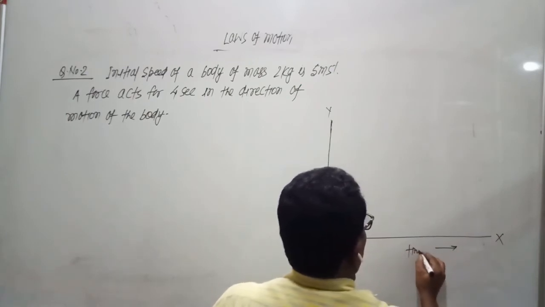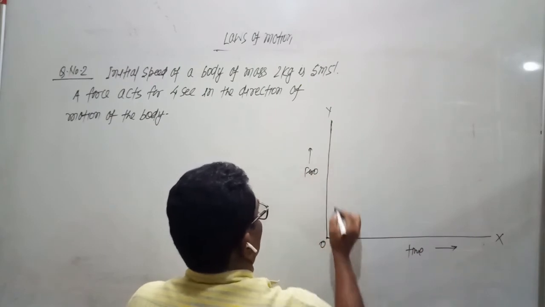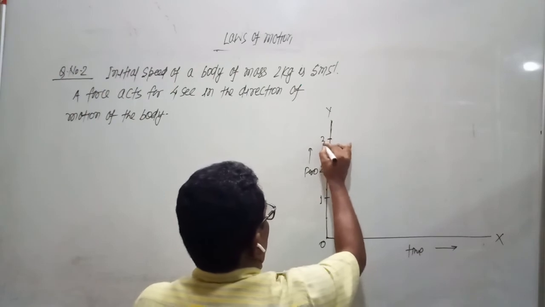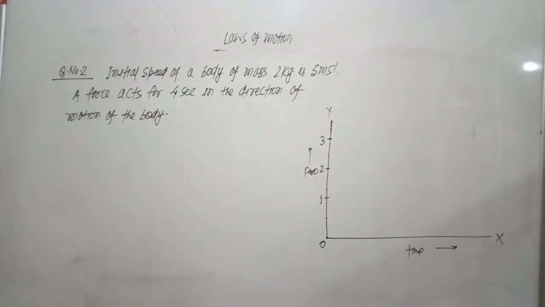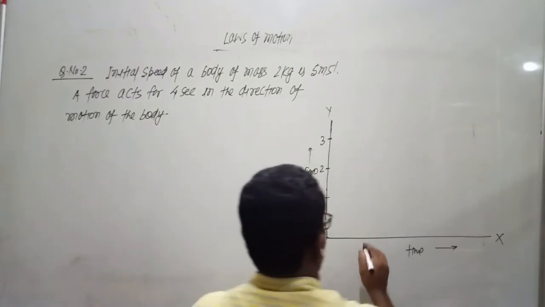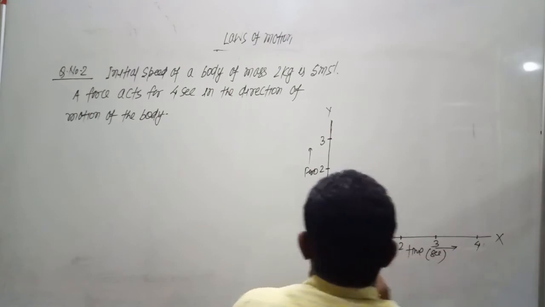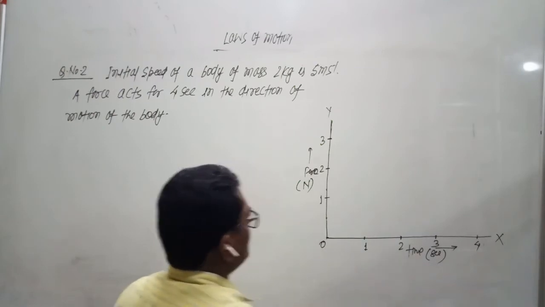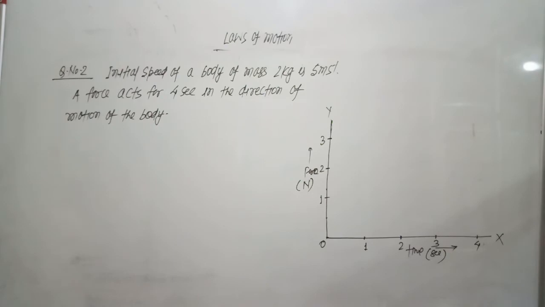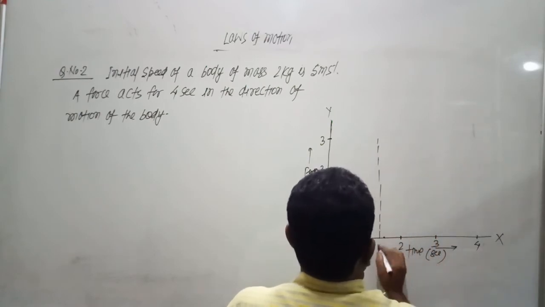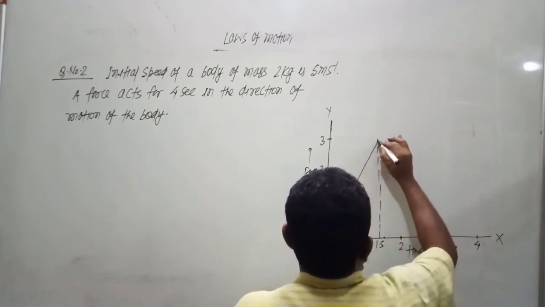This is the time axis and y is the force axis. The force in Newton: 1 Newton, 2 Newton, 3 Newton, and time is 1 second, 2 second, 3 second, 4 second. So time is in second and force is in Newton. This is 1.5 seconds and the graph is like this.